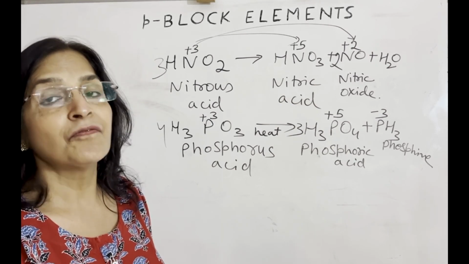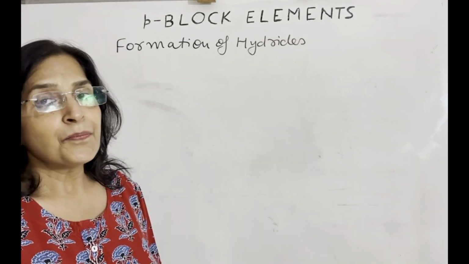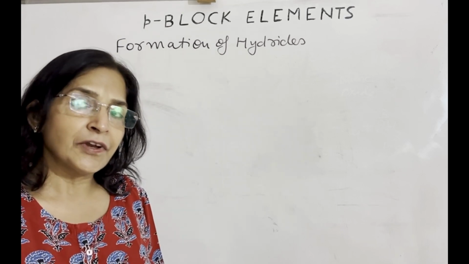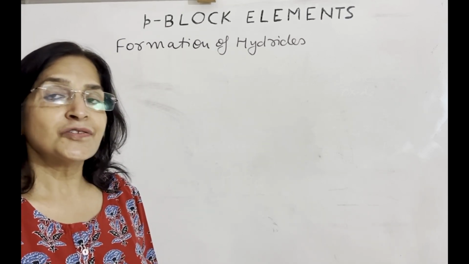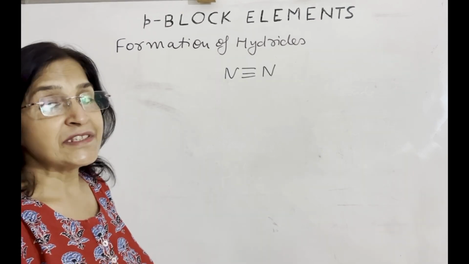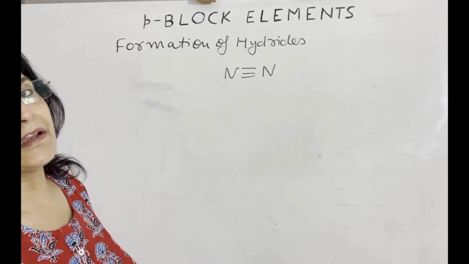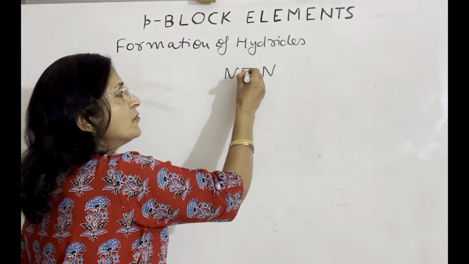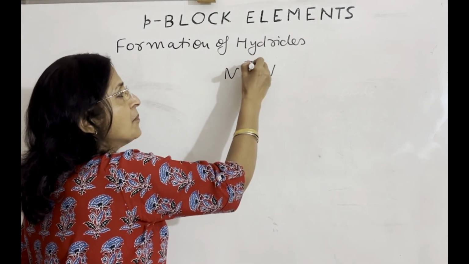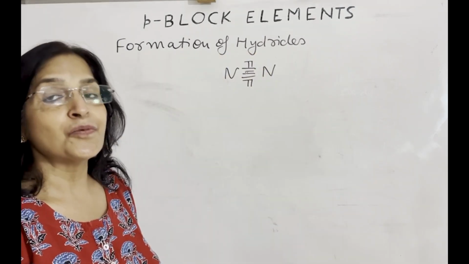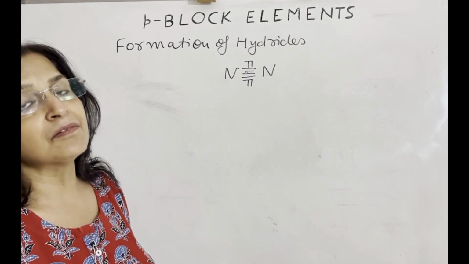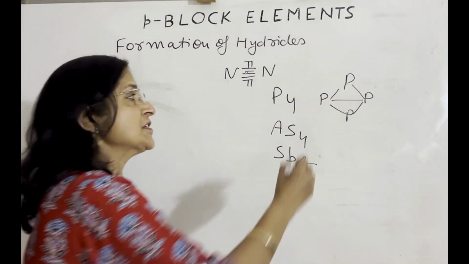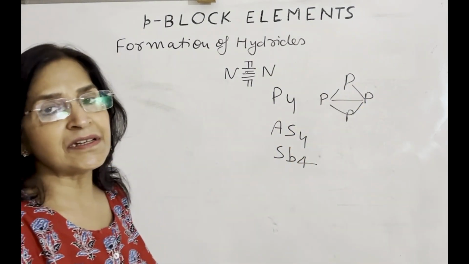First we will discuss formation of hydrides. If we compare the reactivity of group 15 elements, nitrogen in normal condition is not reactive because of the presence of a triple bond between two nitrogen atoms, and in this triple bond one is sigma bond and two are pi bonds. Other elements of this group are reactive because of the presence of single covalent bonds in their molecules. For example, in phosphorus, the single covalent bond is present between atoms.